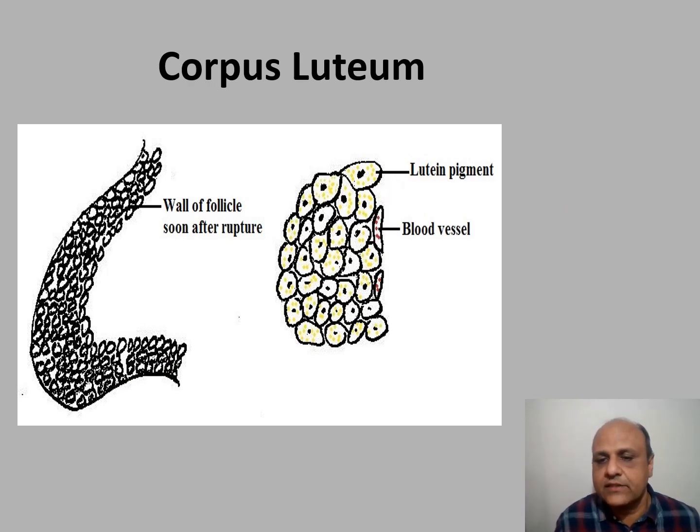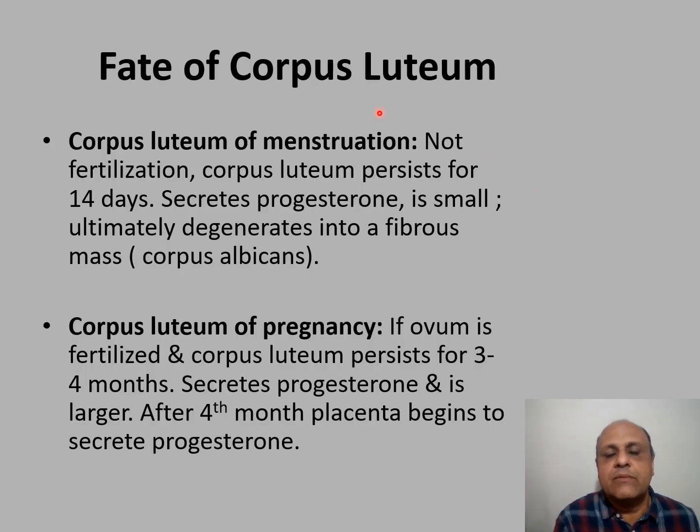Sometimes in the examination a question comes: write a short note on corpus luteum. Corpus luteum is of two types, corpus luteum of menstruation and corpus luteum of pregnancy. If fertilization has not taken place, then corpus luteum persists for 14 days, and if fertilization has taken place then corpus luteum persists for about 4 months. In both cases it secretes progesterone, but here the corpus luteum is larger and it is required till the 4th month because after the 4th month the placenta is there and that secretes progesterone. So then the corpus luteum of pregnancy is not required.